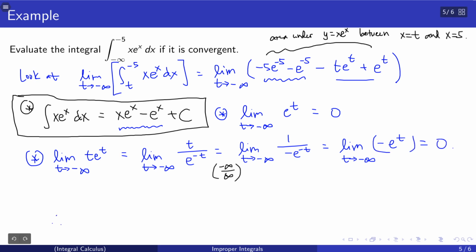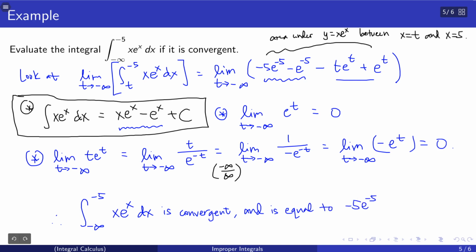Therefore, combining everything that we did here, the integral from minus infinity to minus 5 of x e to the x dx is convergent because it has a limit, and is equal to minus 5 e to the minus 5 minus e to the minus 5, and then minus 0 plus 0. So that's the final answer.